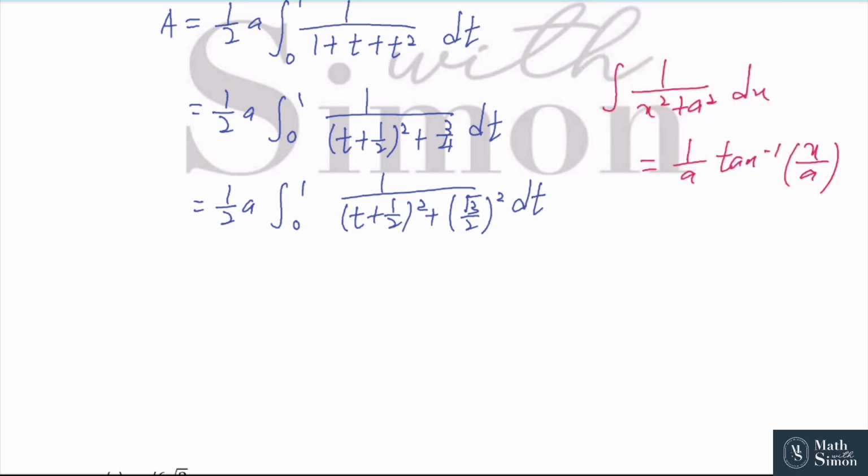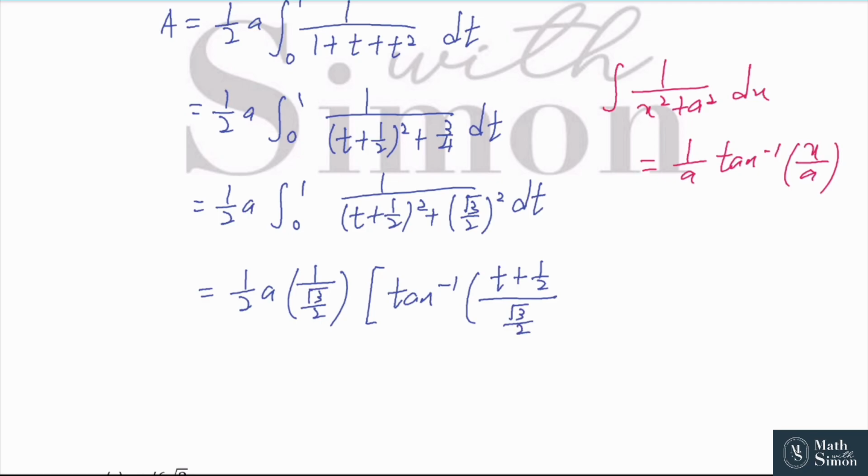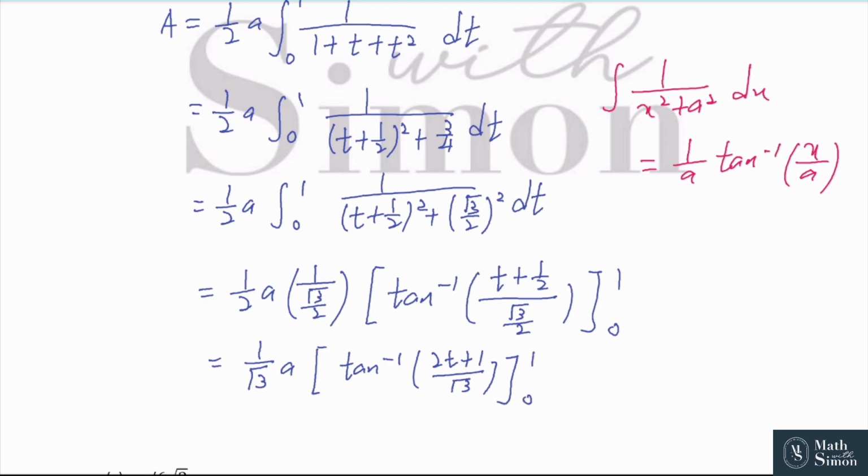So if we use the result, we get half a, and then this is our a here, so we need to divide, times 1 over 3 over 2. The result is arctangent of x, where t plus half is our x in the formula, over the a in our formula. So we tidy up a little bit, and we get 1 over 3a. Basically, this is an arctangent of 2t plus 1 over root 3, evaluated at 1 and 0.